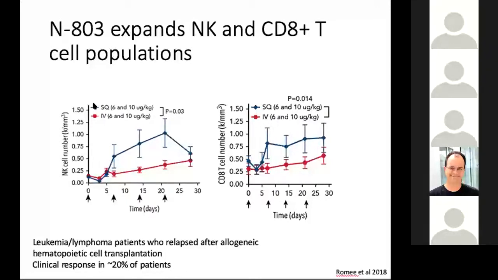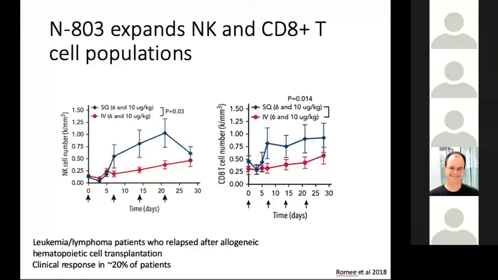And so you can see that this really has a significant increase in both natural killer NK cells as well as CD8 positive T cells. And this was in patients with leukemia and lymphoma. And they did see a clinical response in about 20% of patients here. And so in cancer, at least, it has been shown that N803 can induce these cytotoxic T cell populations, and that in some cases it can have a clinically significant effect.